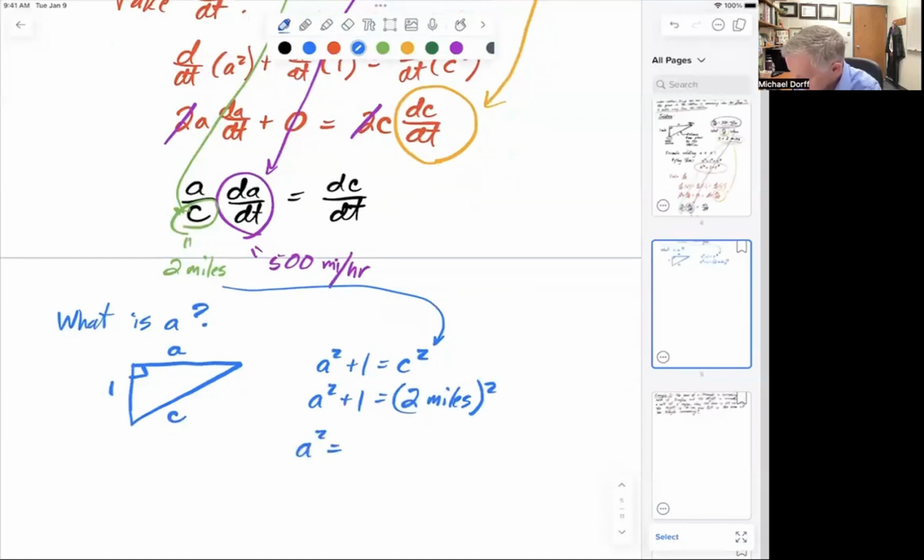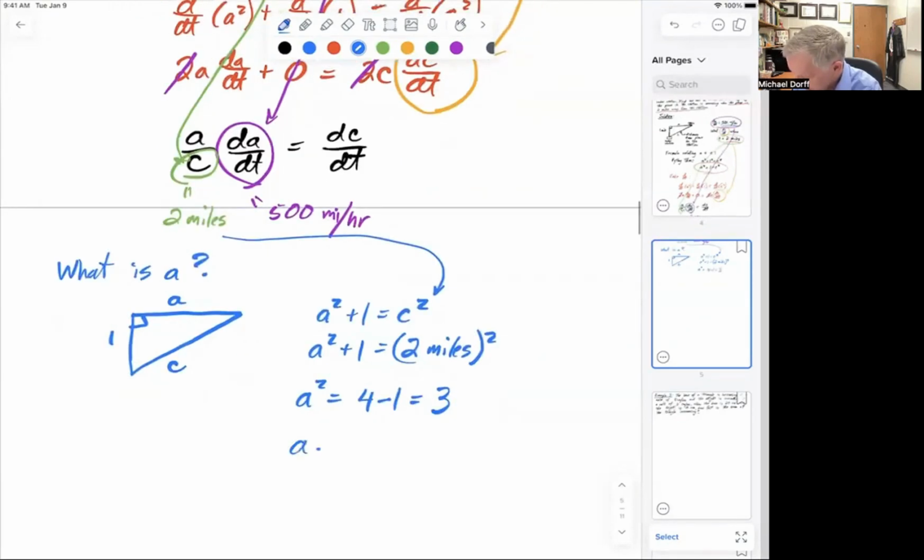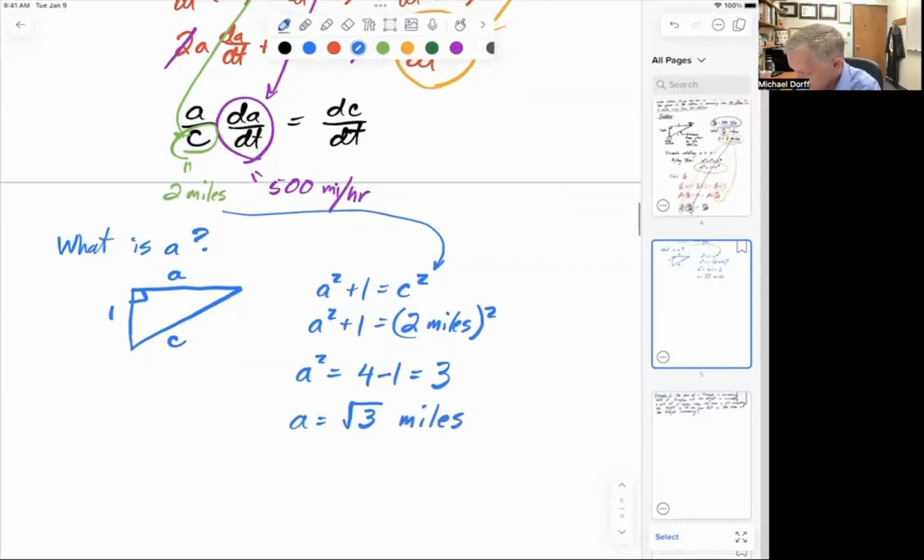So A squared is going to equal 4 miles squared, but we'll just use 4 there. And then we're going to subtract the 1, we get 3. So A equals, when I take the square root, if A squared equals 3, then A could equal plus or minus square root of 3. But since we're dealing with real distances here, we're going to just say that the distance there is the square root of 3, and that unit there is miles, because everything is in terms of miles.